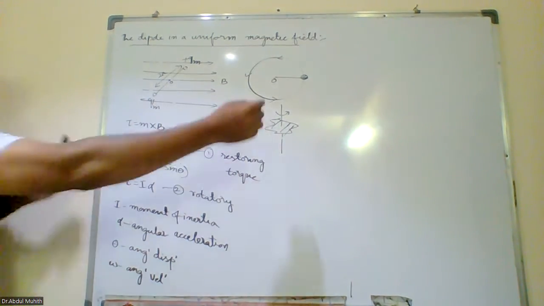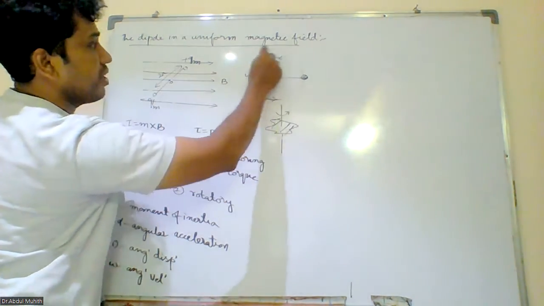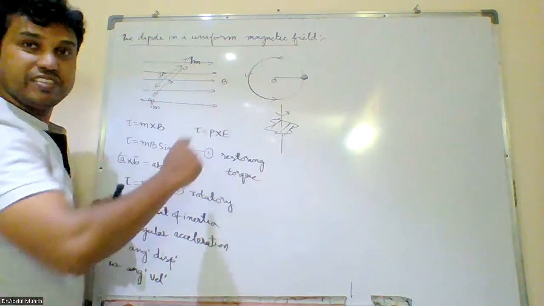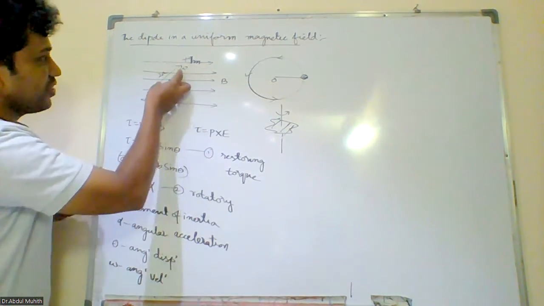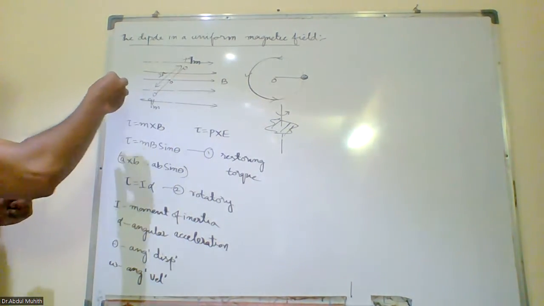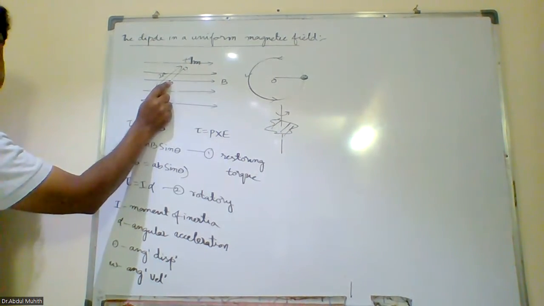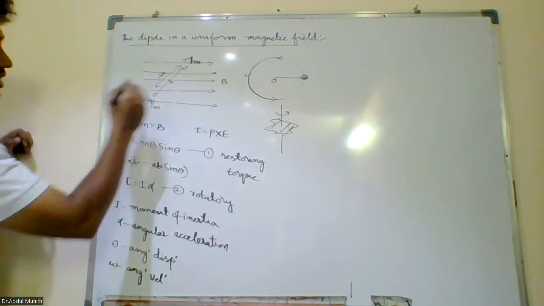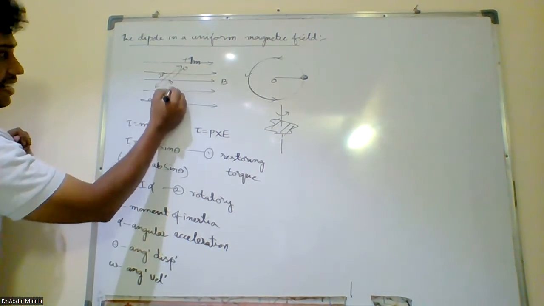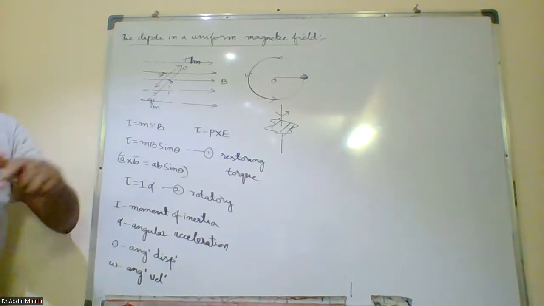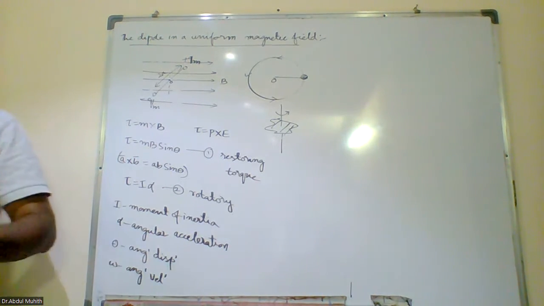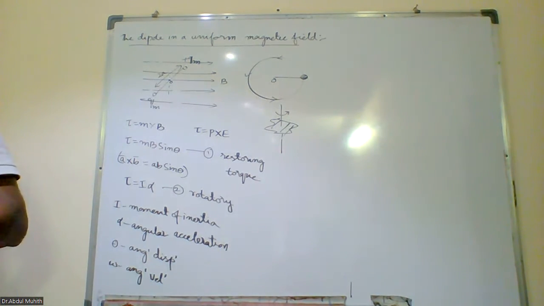Circular means it is moving around a fixed point. Here, O is a fixed point, and at point O there is the axis. This is the dipole, and it is moving about this point. That is a rotatory motion.